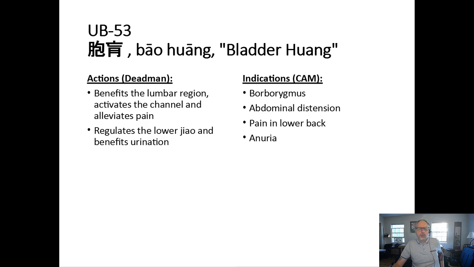Okay, so don't just easily dismiss the activates the channel and alleviates pain part of it. Regulates the lower jiao and benefits urination. This happens because of the location aspect. The location is really close to the cauda equina. The cauda equina is the horse's tail, that set of nerves that exits the sacrum and kind of just spills over this tissue. Whenever you needle into that, you're sending a very positive message through the cauda equina to the spine up into the brain. So this is a very strong point to help re-educate the body if there's any urination issues.